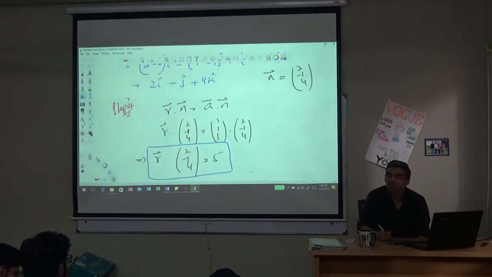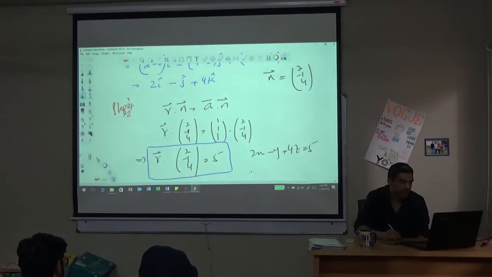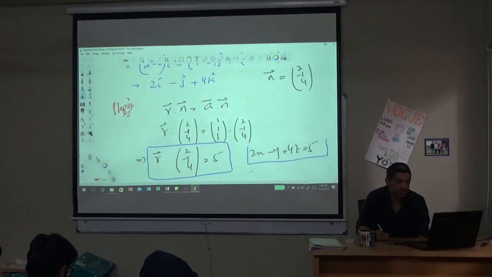And let's suppose they ask you for the Cartesian equation, then directly you can just write 2x minus y plus 4z equals 5. That's the Cartesian equation.